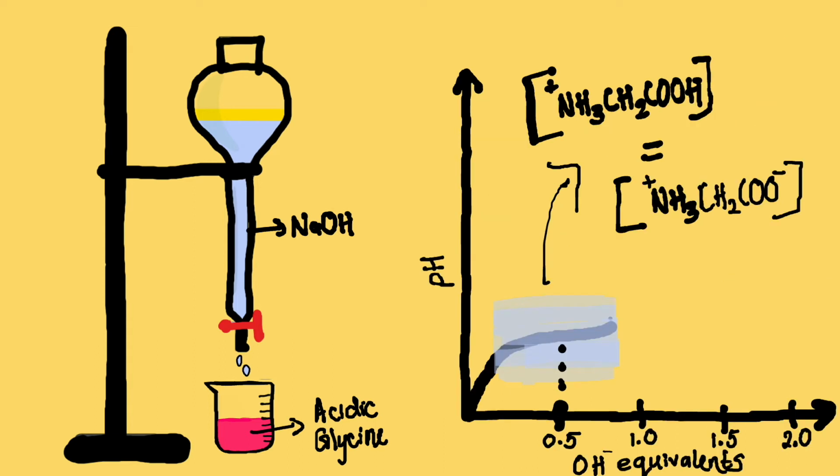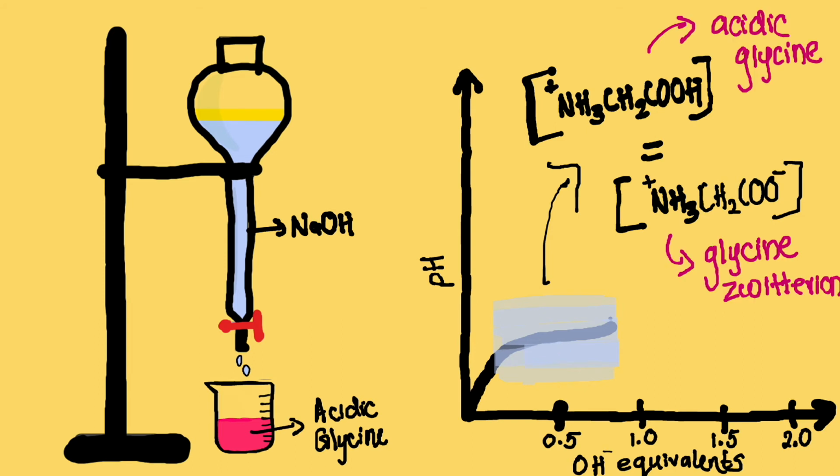When we have added 0.5 equivalents of NaOH to the titrand, that is the acidic glycine solution, we create a solution with equal concentrations of glycine and its Zwitter ion. That is, we have equal concentrations of NH3+ CH2 COOH and NH3+ CH2 COO-.